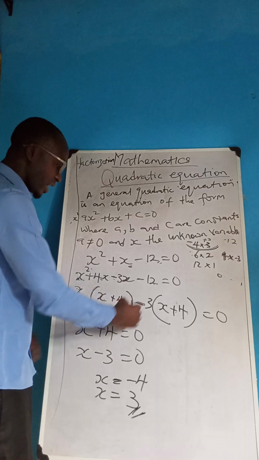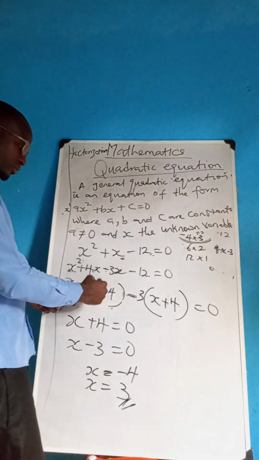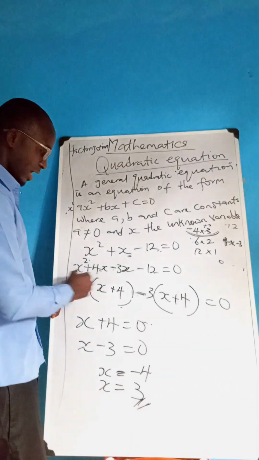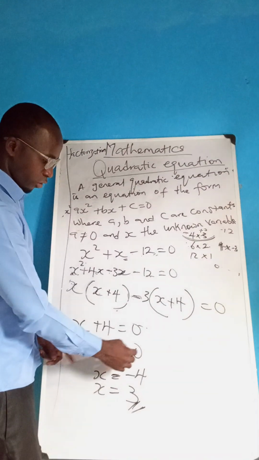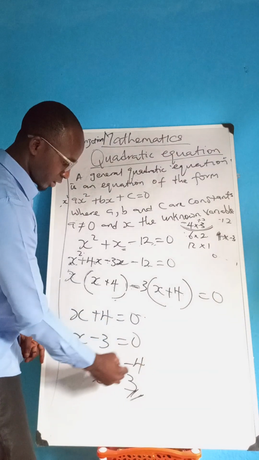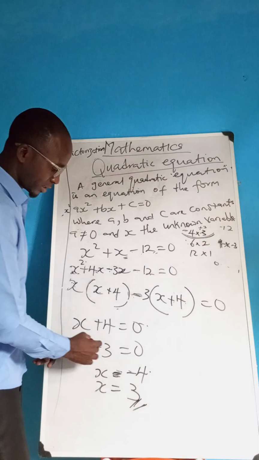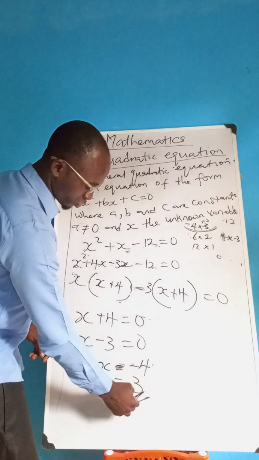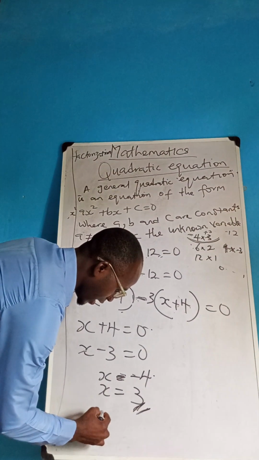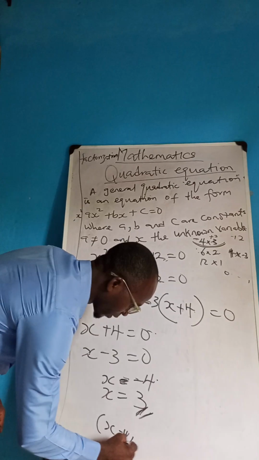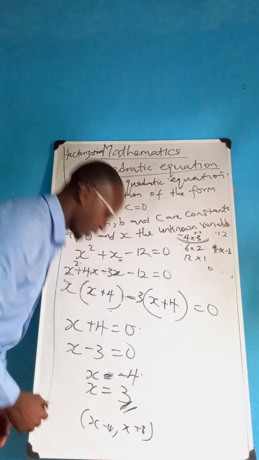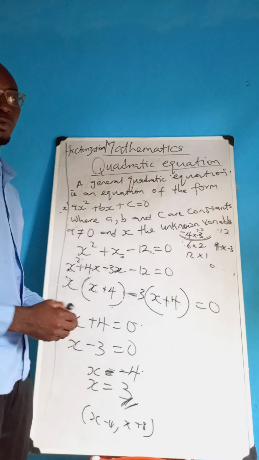Because whatever is here is what must be here, we are going to take this as one: x plus 4 equal 0 and x minus 3 equal 0. So x plus 4 is crossing to give us minus 4, while x minus 3 is crossing to give us plus 3. So we have the two solutions as x equal to minus 4 and x equal to 3. That is the final answer.